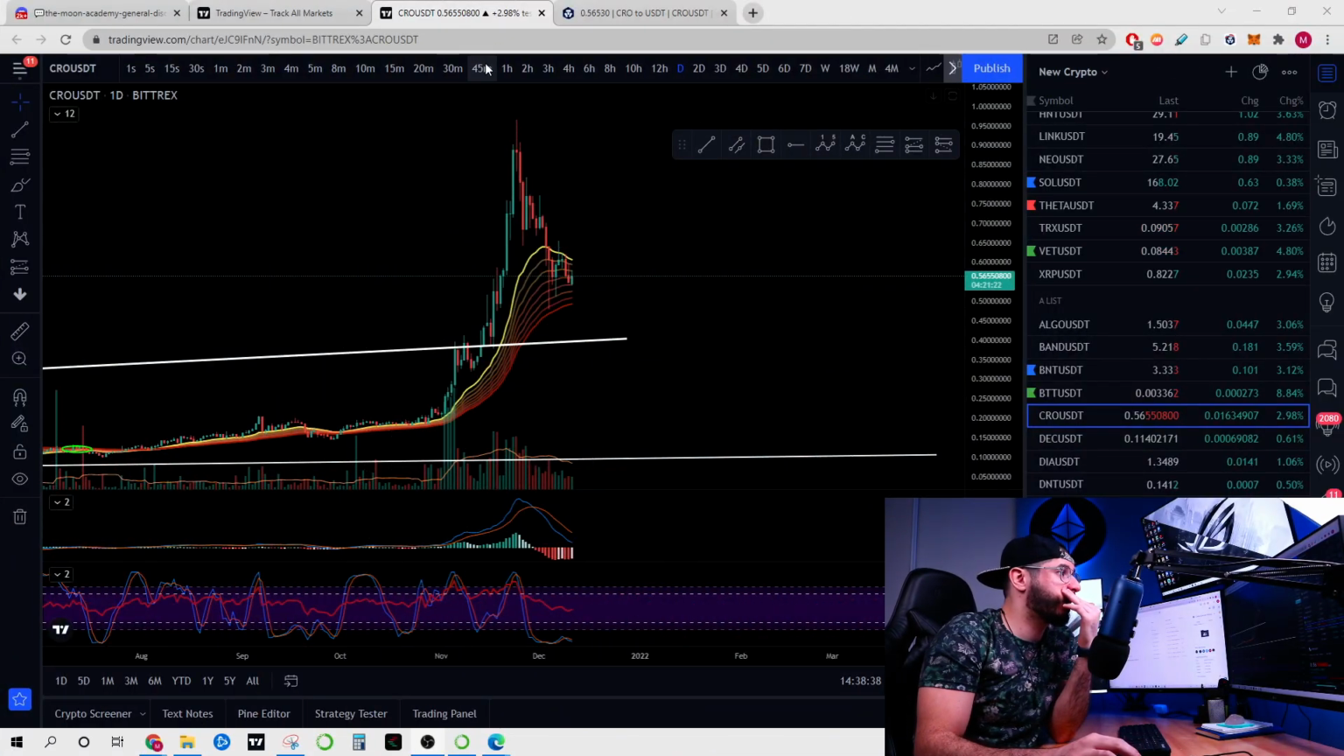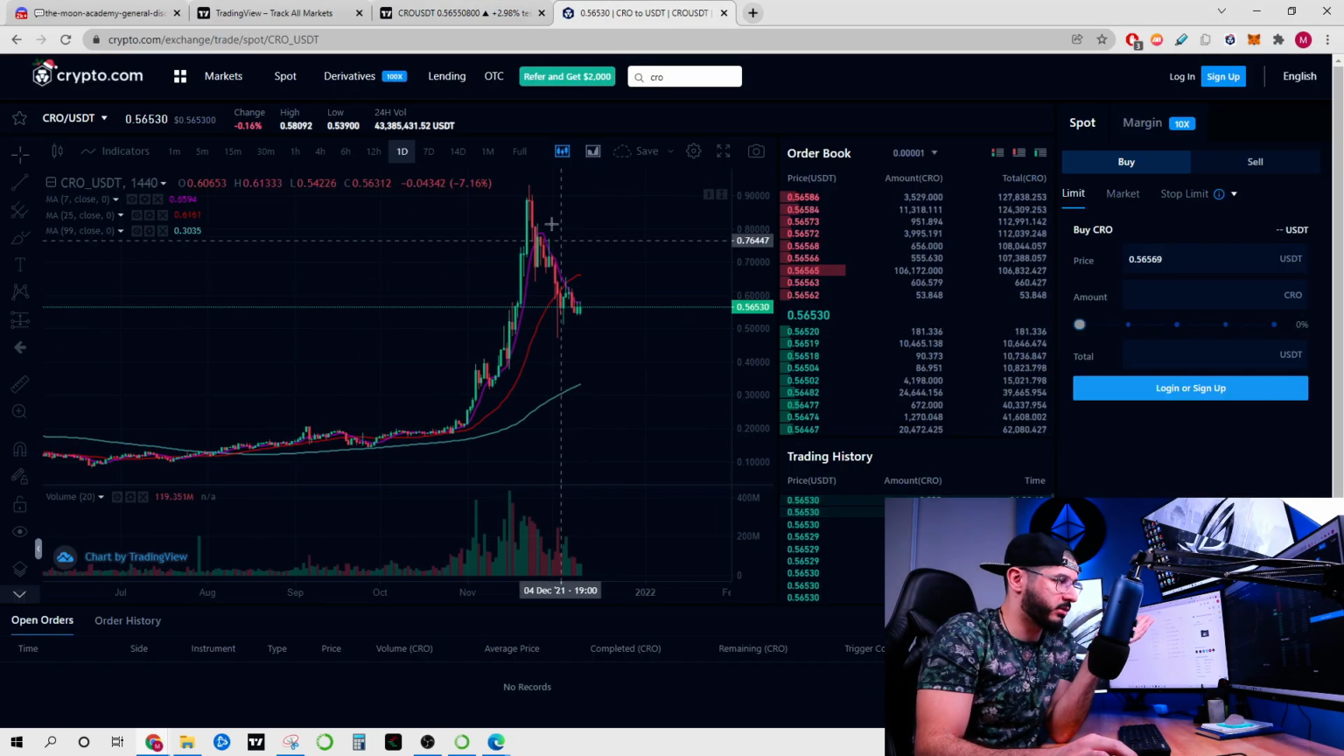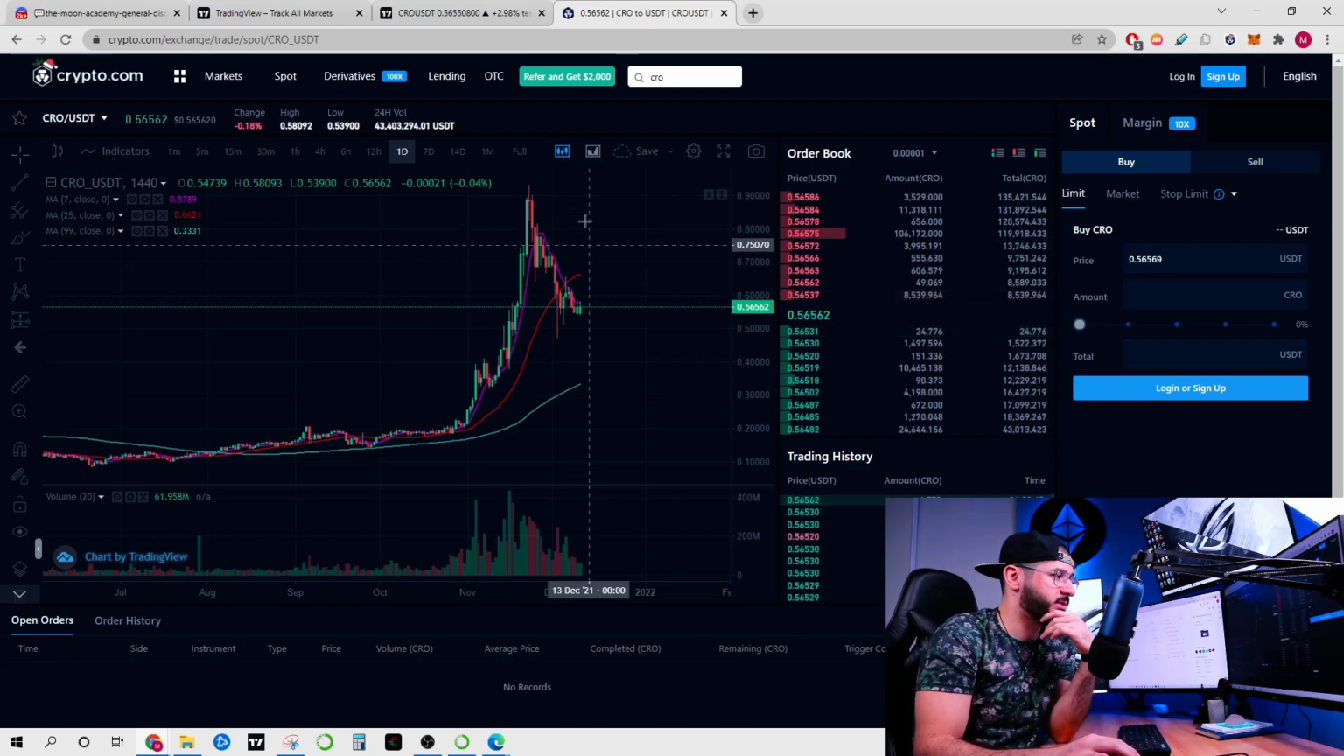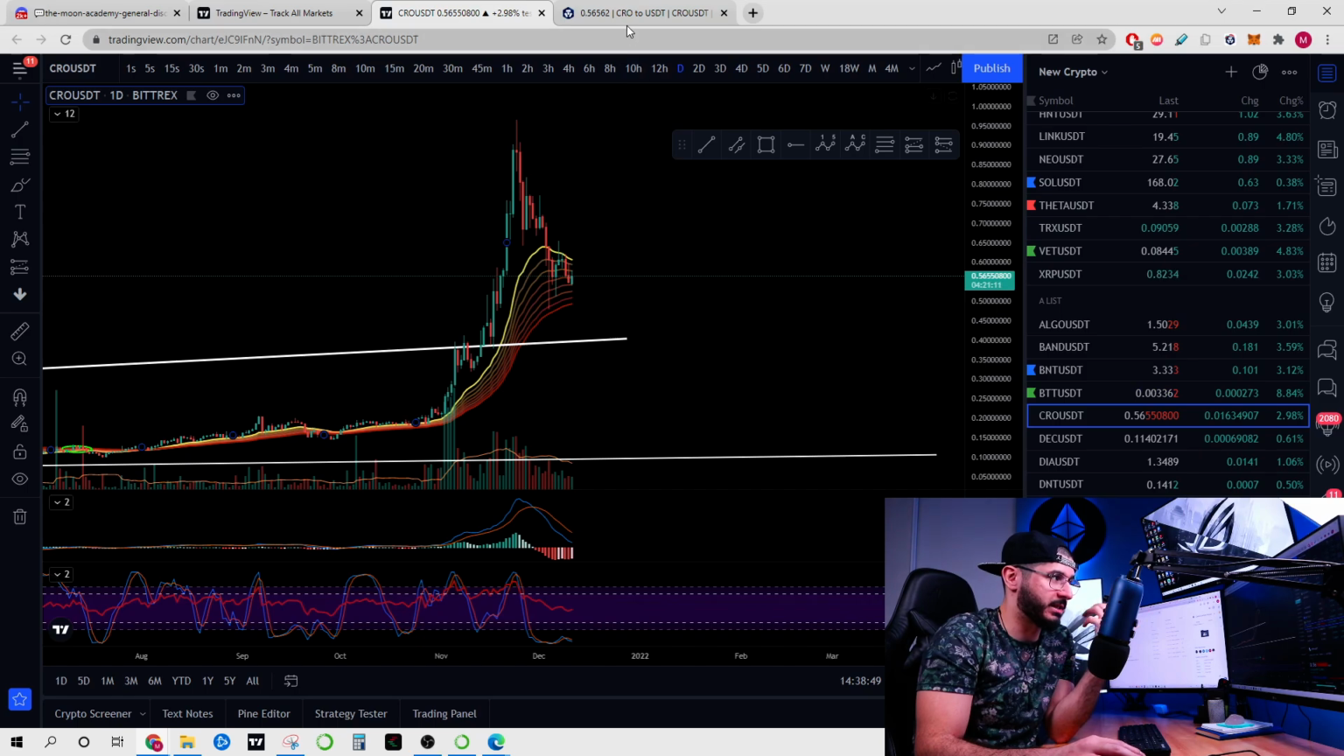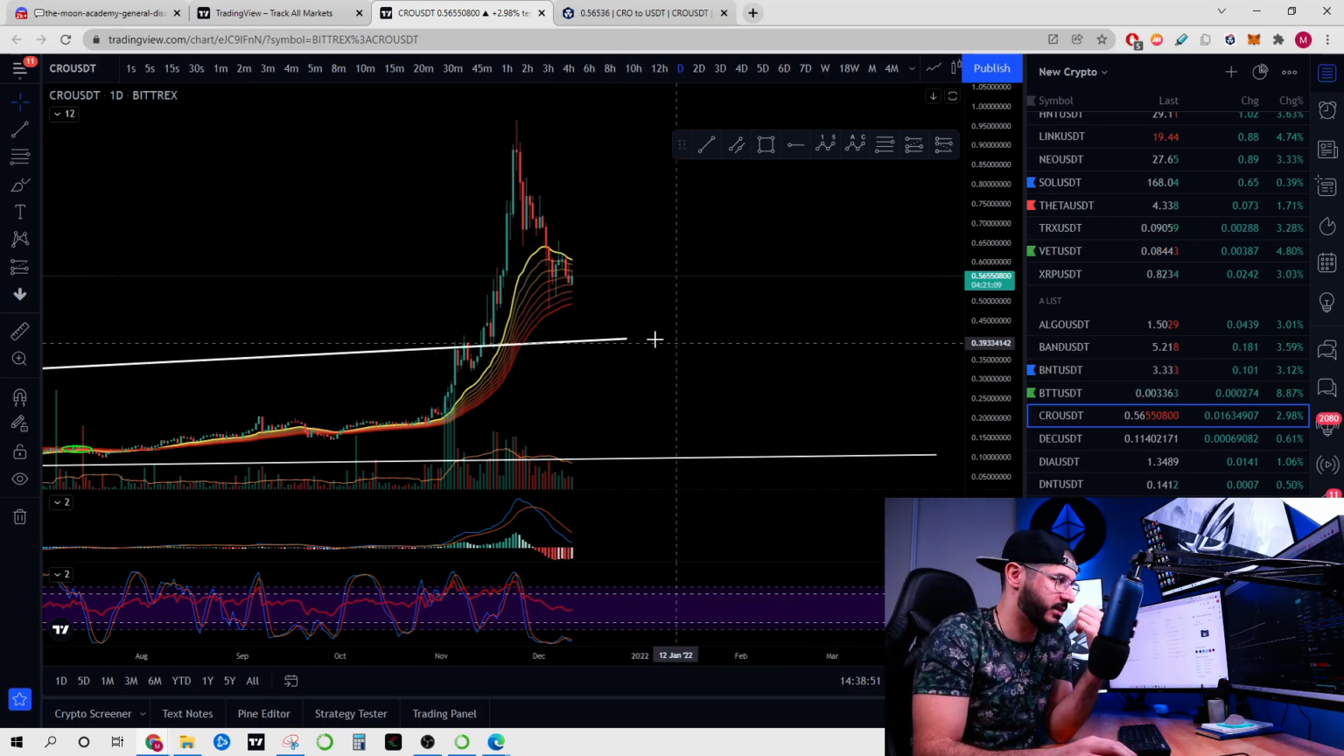So right off the bat here, we're looking at Crypto.com. You can go on. This is for Bittrex. Same thing here on Crypto.com exchange. So I'm just gonna follow. We know this is more valid in terms of price action, but I'm seeing that it's actually the same exact thing, especially because I have my indicators here. So I have my EMA ribbon.